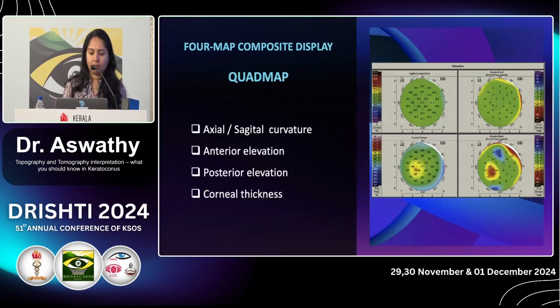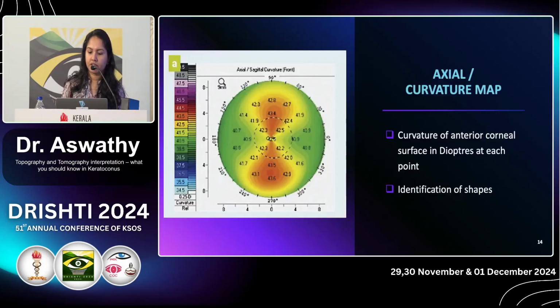Next, we have the quad map that consists of 4 maps. One is the anterior sagittal curvature, which is similar to the topography image that we get. Then there is the anterior elevation, posterior elevation, and corneal thickness maps. Coming to the axial curvature map, here, in addition to the curvature of the anterior corneal surface, which is represented as diopters at each point, we also can identify certain shapes.